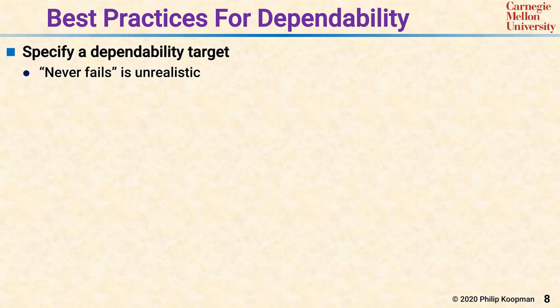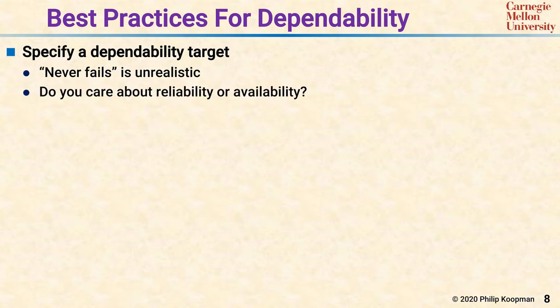The best practices for dependability start with specifying a dependability target. Most importantly, you need to decide if your system cares more about reliability or availability, because the math for those two situations is quite different, as are the trade-offs.